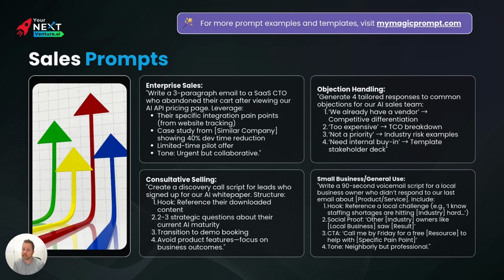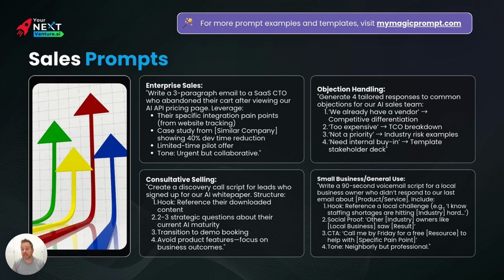Finally, let's look at sales. Sales prompts focus on effective communication and persuasion. Personalization and warm tone can greatly improve your response. AI is your new sales sidekick. I promise you this. Check these game-changing prompts out. So number one, let's look at an enterprise email. Win back that CTO who ghosted your pricing page. Mention their pain points, drop a competitor's result, and add urgency. Man, you probably get way more replies at this point.